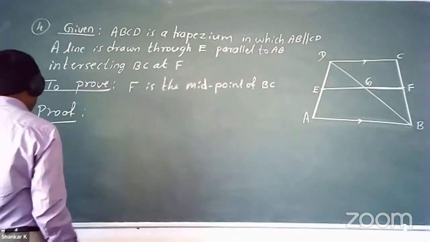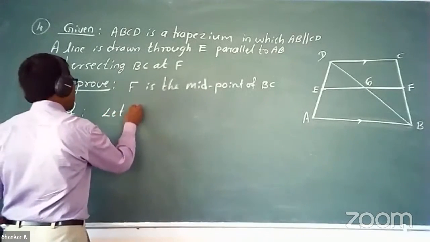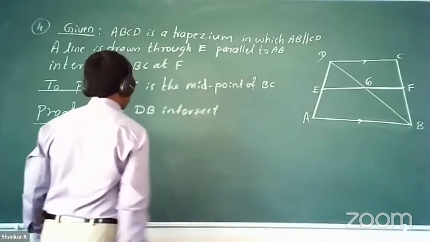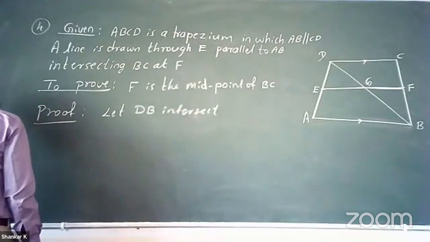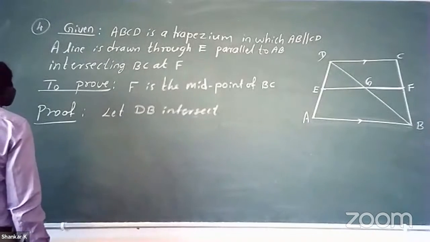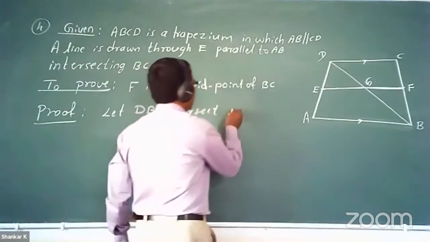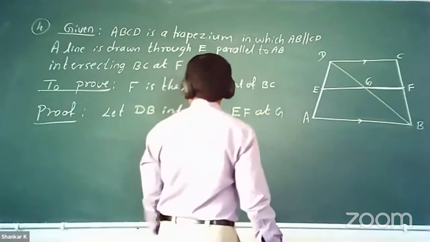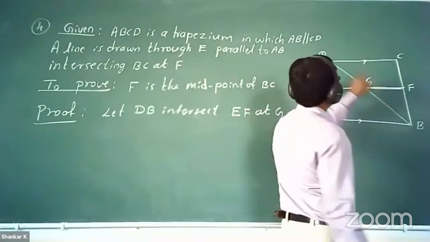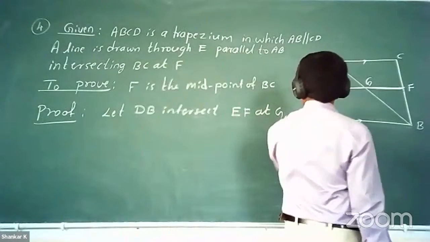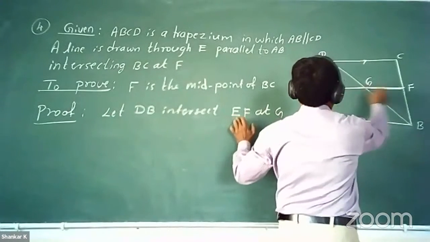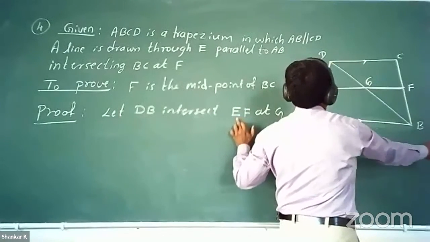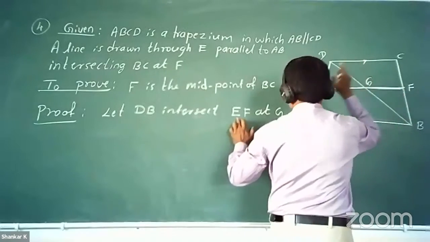Let DB intersect EF at G. We have drawn one diagonal, and that diagonal intersects EF at G.